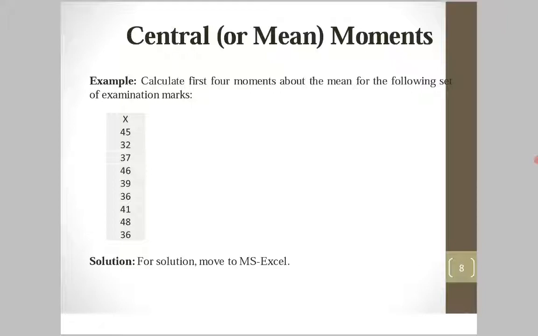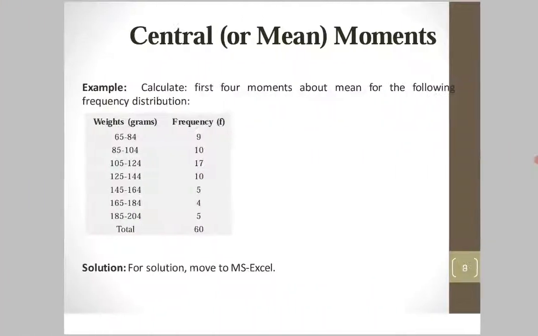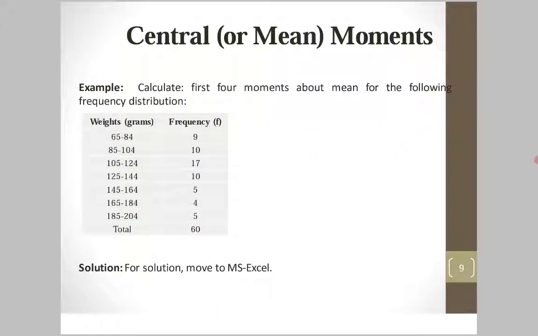For the solution, let us see how to find central moments or mean moments. Calculate the first 4 moments about mean for the following frequency distribution. The weight in grams, that is the class intervals 65, 84, 85, 104, and the frequencies f. The total sum of the frequencies is equal to 60.